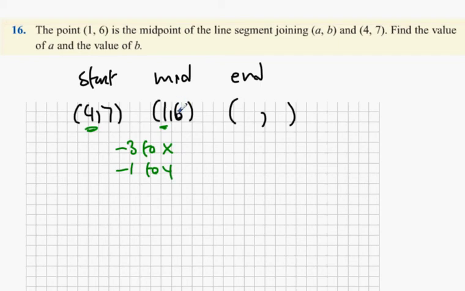Do the same thing to the midpoint. What happens when you take away 3 from 1? Minus 2. And then 6 minus 1, 5. So the answer is minus 2, 5.